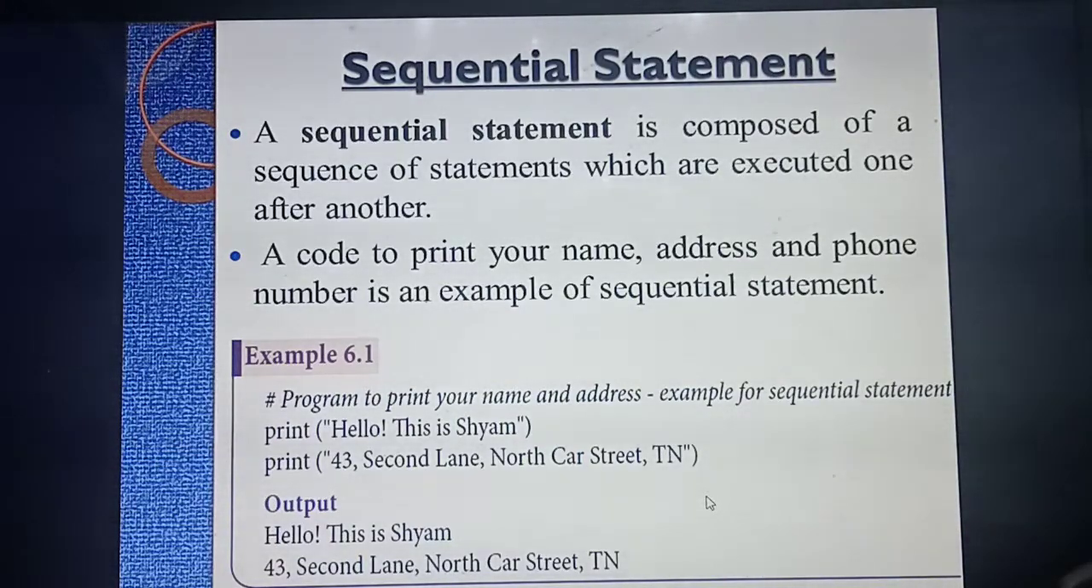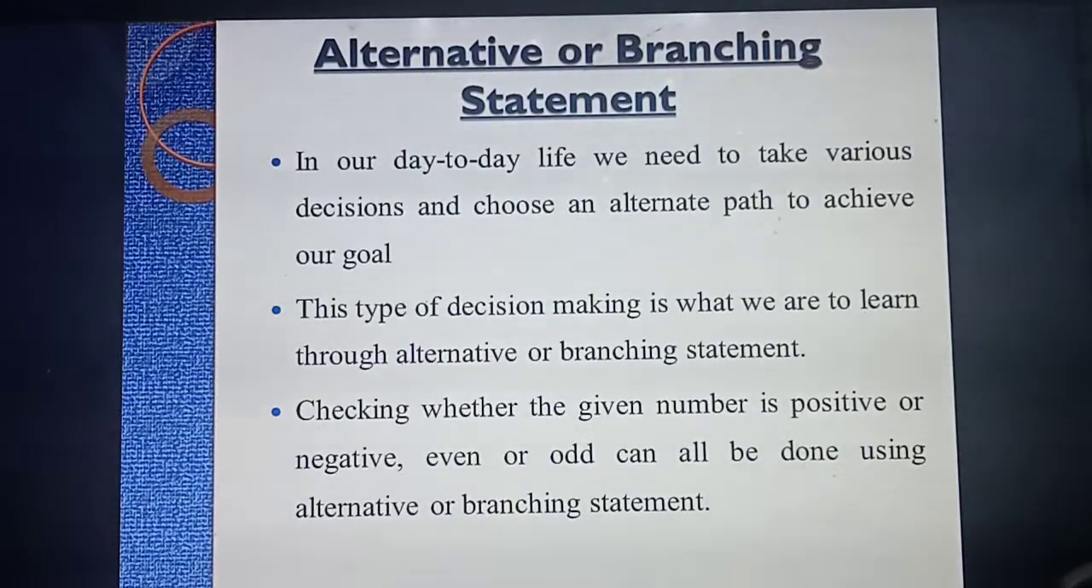Whether this address can print first line as street name and last line as name, like that, whether it can print? No, that's wrong, isn't it? So based on the situations of the program, you can give which kind of statement it is. Okay, students? Yes, next one is alternative and branching.